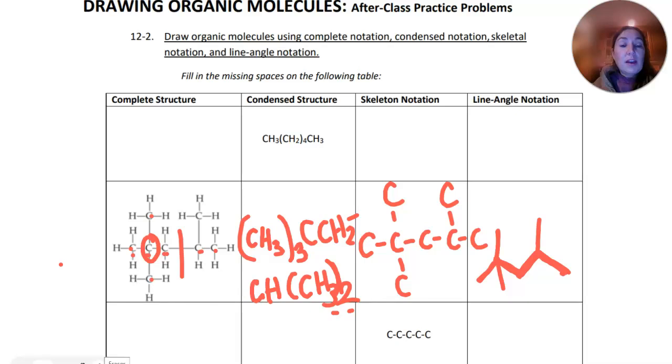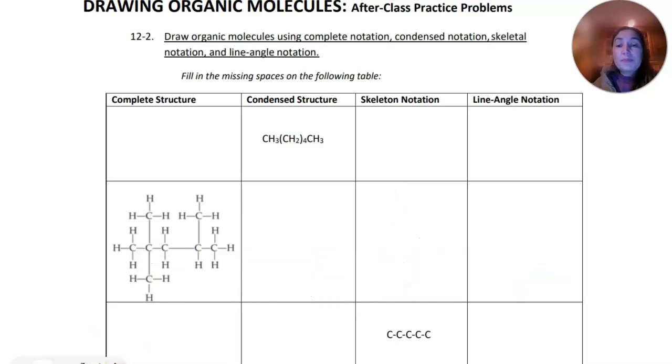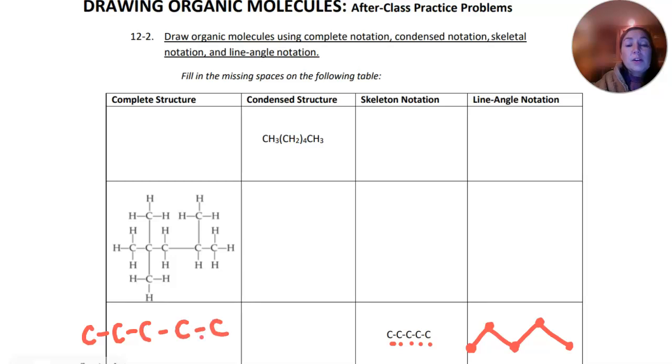Okay, let's just clear that so we have room to think about our last one. In our last example, there's a skeleton notation with 1, 2, 3, 4, 5 carbons. So we'll do a line angle with 4 lines. 1, 2, 3, 4. Let's double check that there's 5 carbons. I'll count the points. 1, 2, 3, 4, 5. Perfect. So how will this look if I draw it out? Maybe I'll do the complete one first. 2, 3, 4, 5 carbons.